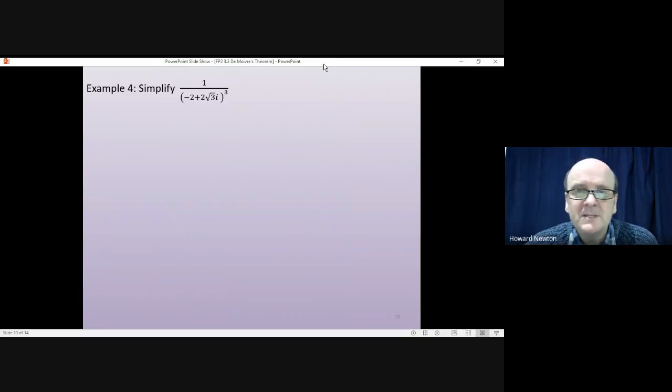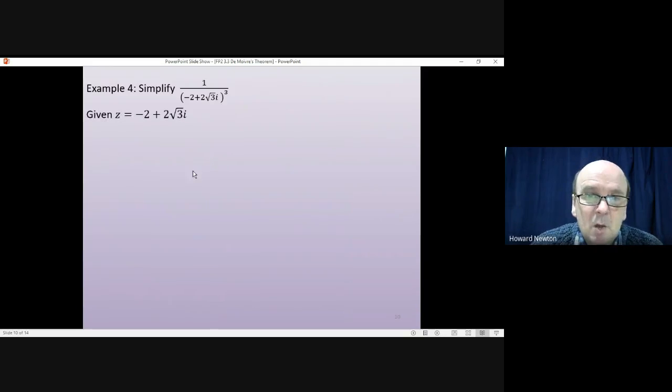Okay, example 4. So we've got a complex number on the bottom of a fraction here. To begin with, you just don't worry about that, but you deal with it being on the bottom of a fraction later on in the question. I'll let you have a go yourself first. Pause the video, come back to me again when you're ready.